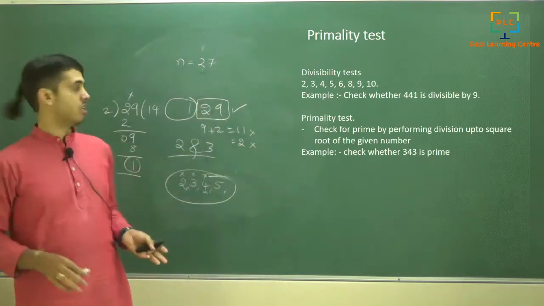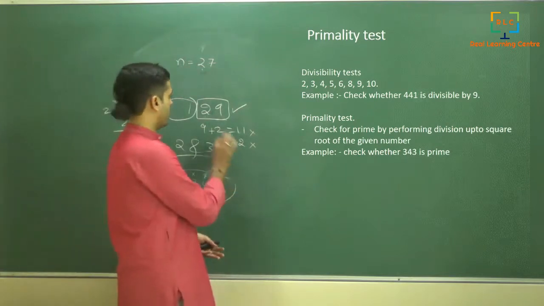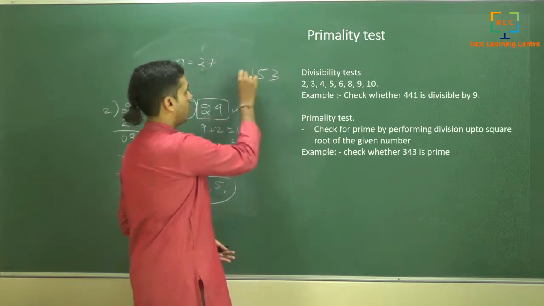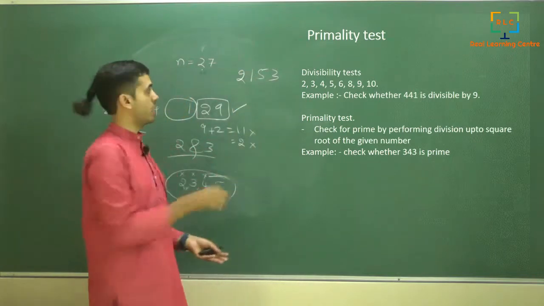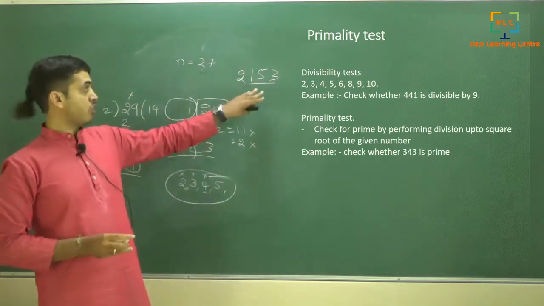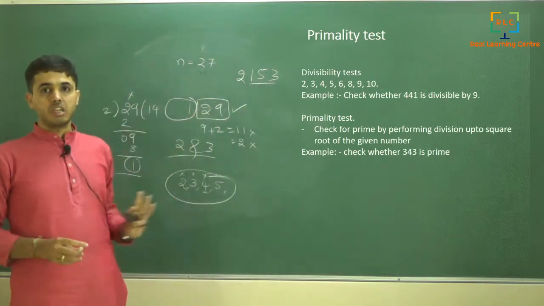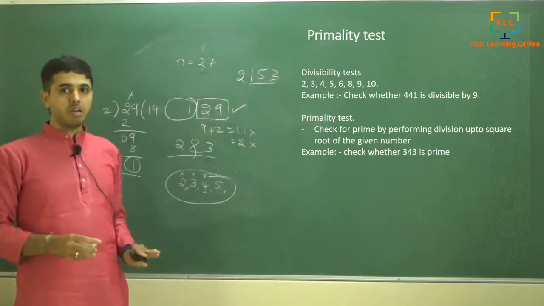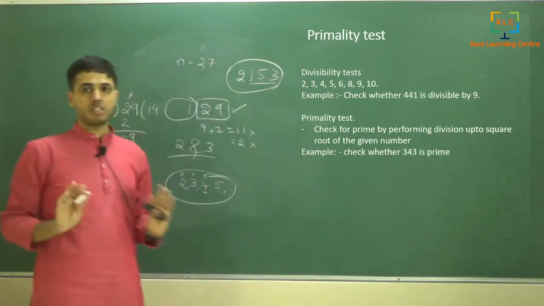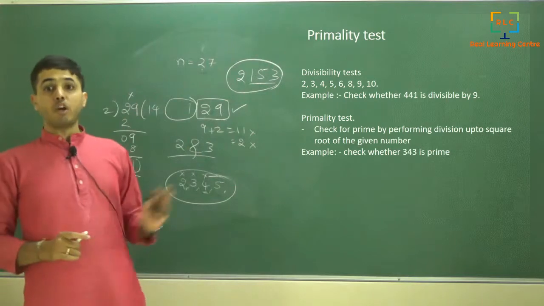And what about 8? For 8, you have to check the last 3 digits, meaning say we have got 2153. Only check for these 3 digits. Perform actual division only for the last 3 digits. If it is divisible by 8, then the entire number is also divisible by 8. Otherwise no.